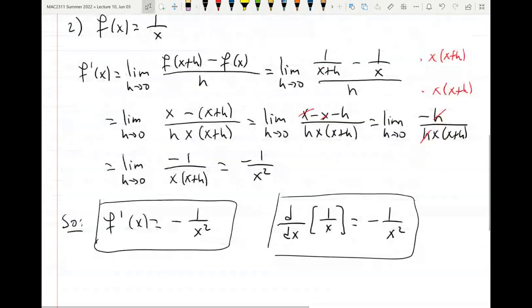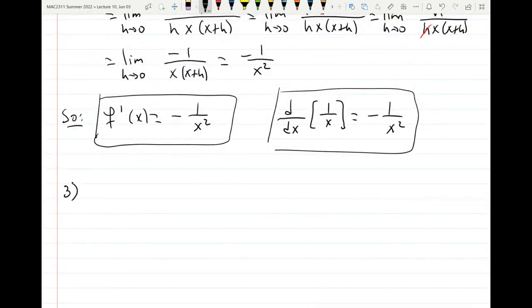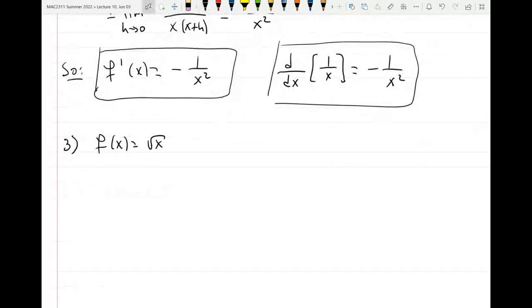All right. And then let's look at the last one. The last one is an example with a square root. Our function f is square root of x. So you know what's the technique? In this case, we need to multiply by the conjugate, right?